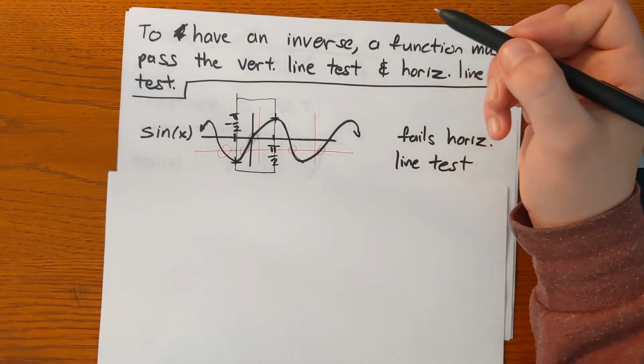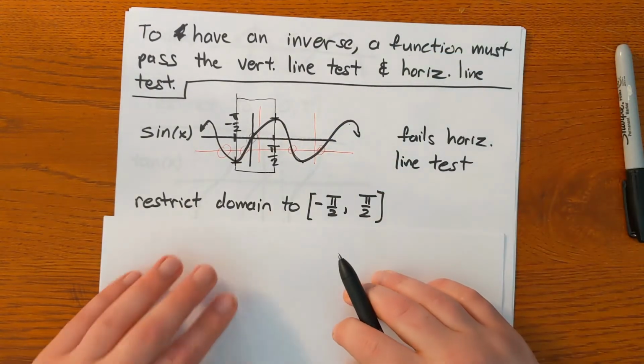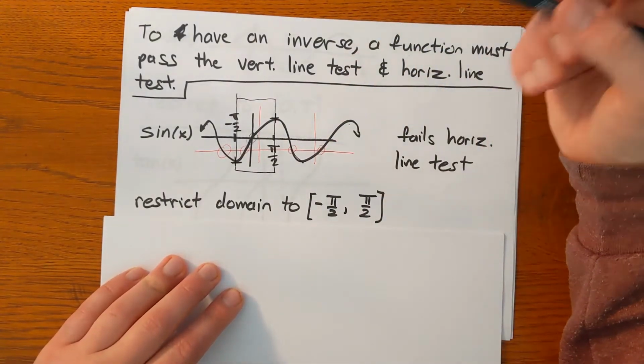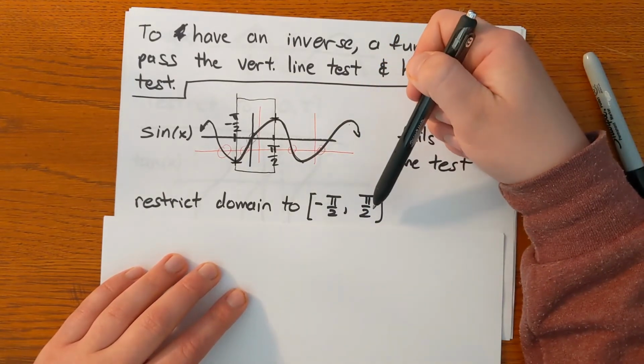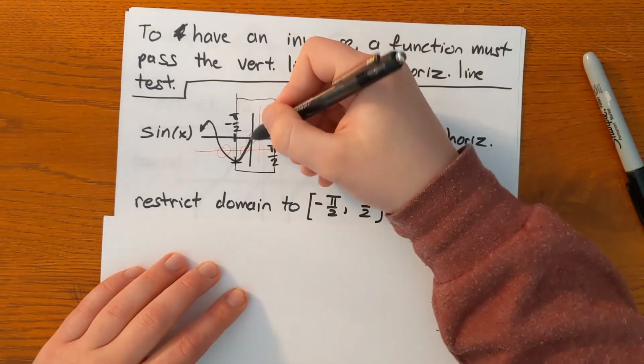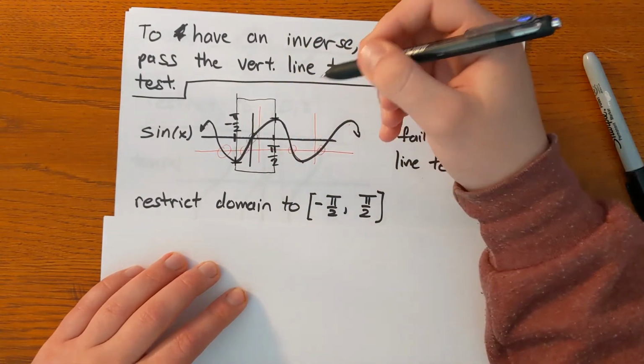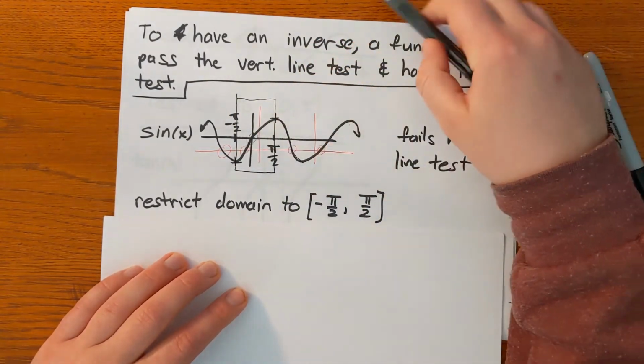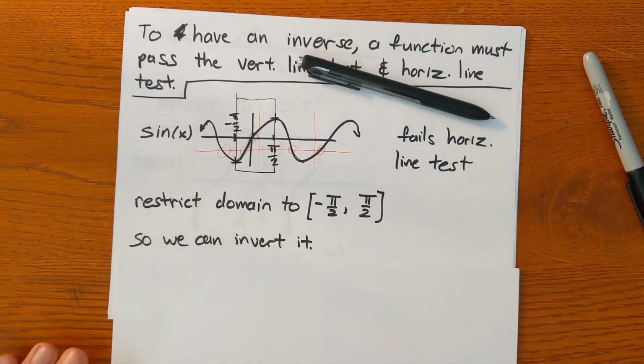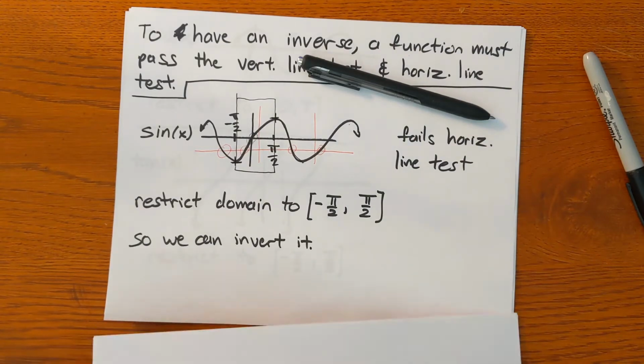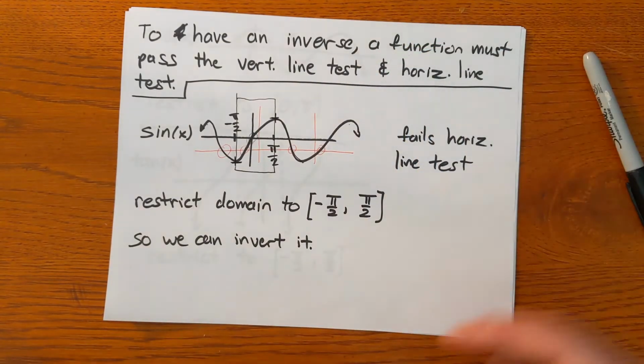And this is what we invert. So we have to restrict the domain of sine to -π/2 to π/2. That way, it passes the vertical and horizontal line tests on this little piece, and then we can invert it. Okay, so what does that mean?